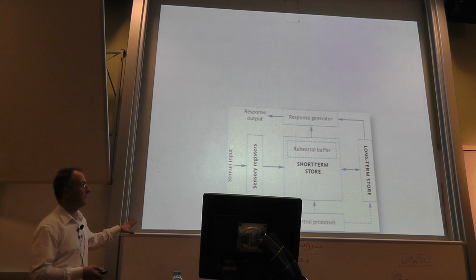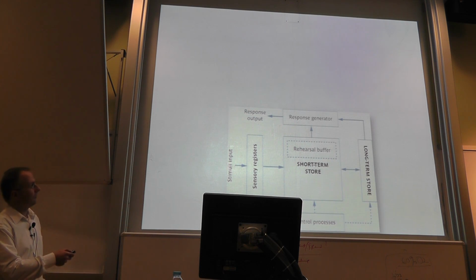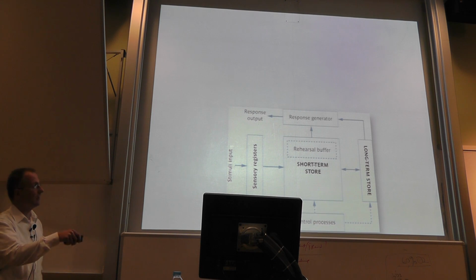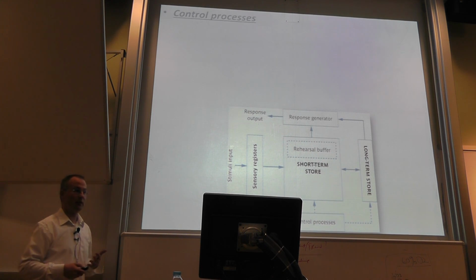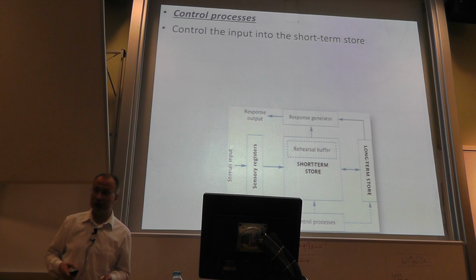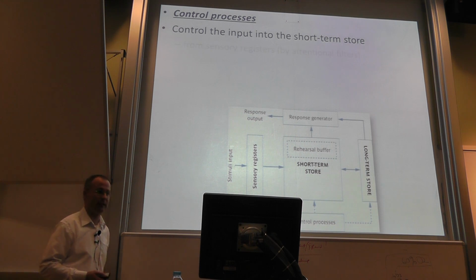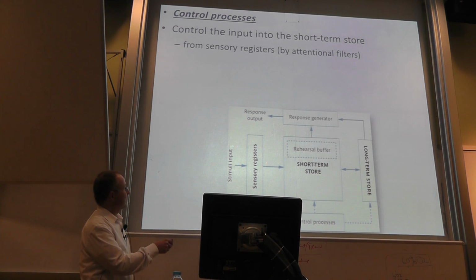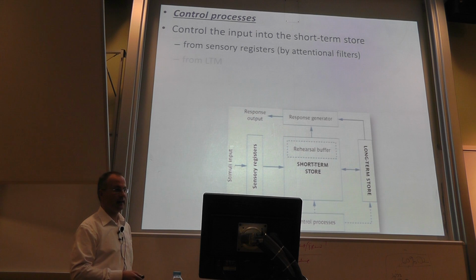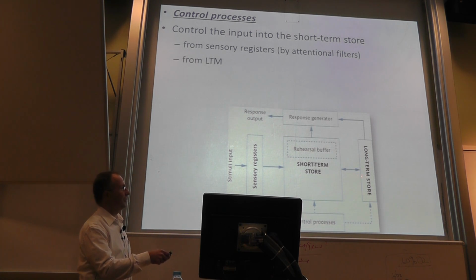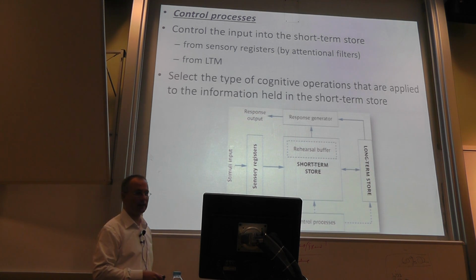Okay, and this is finally the whole model. So we have had a look at the central part so far. We now see that we have additionally these control processes which regulate the input into these stores, for instance by means of attention from the sensory registers and from long-term memory. So long-term memory retrieval would place information from here to here.